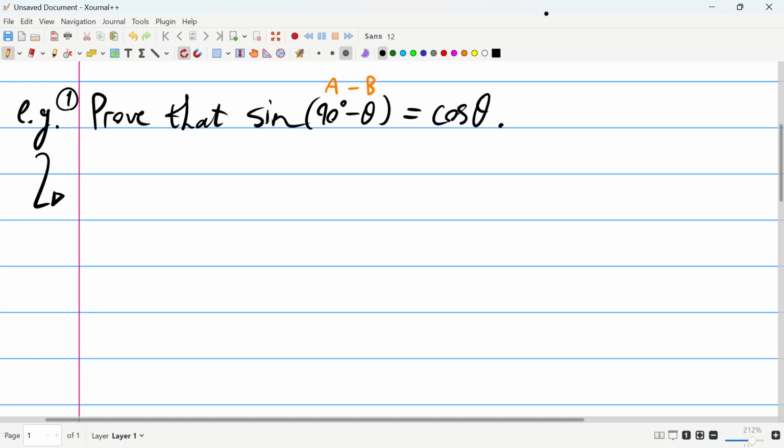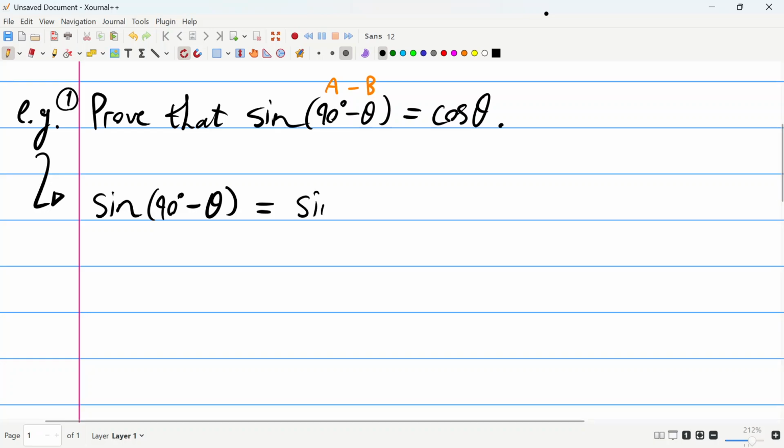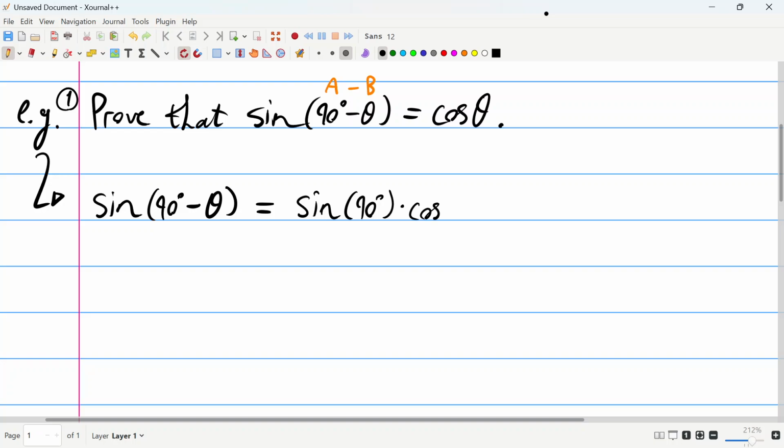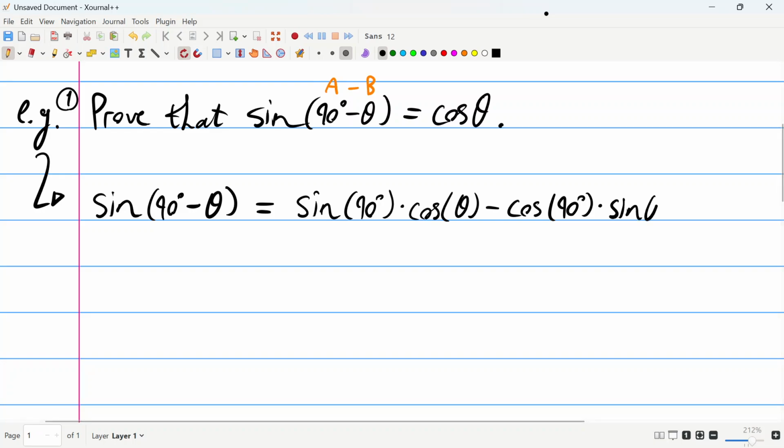Okay, so therefore this sine of 90 degrees minus theta is just going to be equal to sine of 90 degrees multiplied by cosine of theta minus cosine of 90 degrees multiplied by sine of theta.